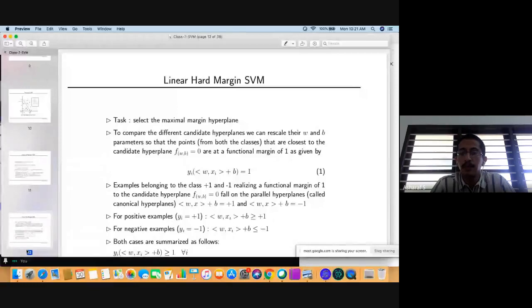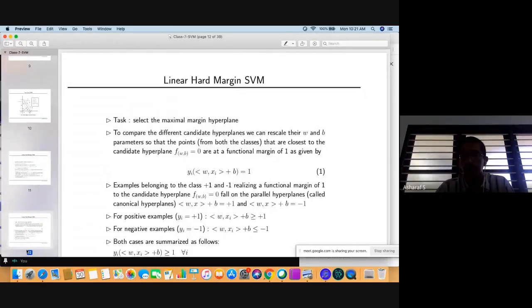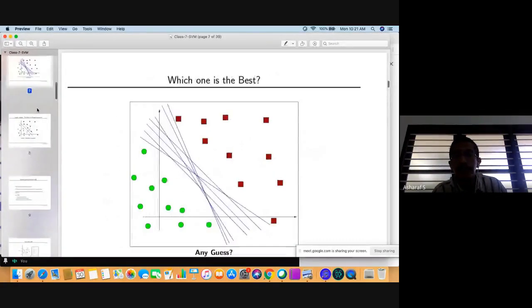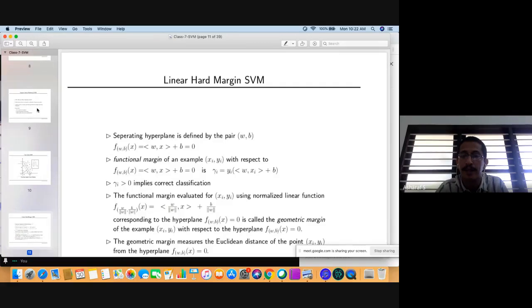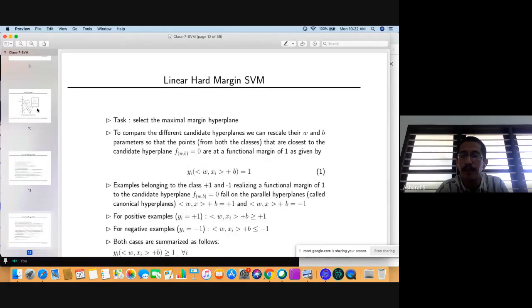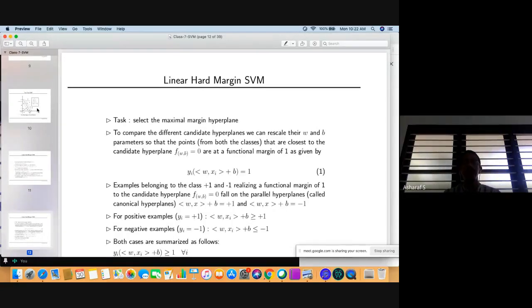Task. What is Vapnik trying to do? Vapnik is trying to find the maximal margin hyperplane. How do you find the maximal margin hyperplane? By comparing the different candidate hyperplanes. I've got n candidates over here. Which one will I consider, right? This is something I've already told you multiple times. I want to find the maximal margin hyperplane. Among all these hyperplanes, which one is the maximal margin hyperplane?